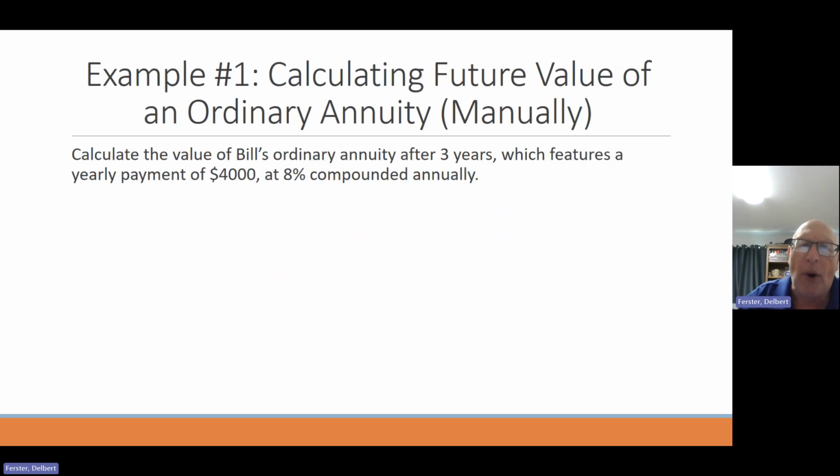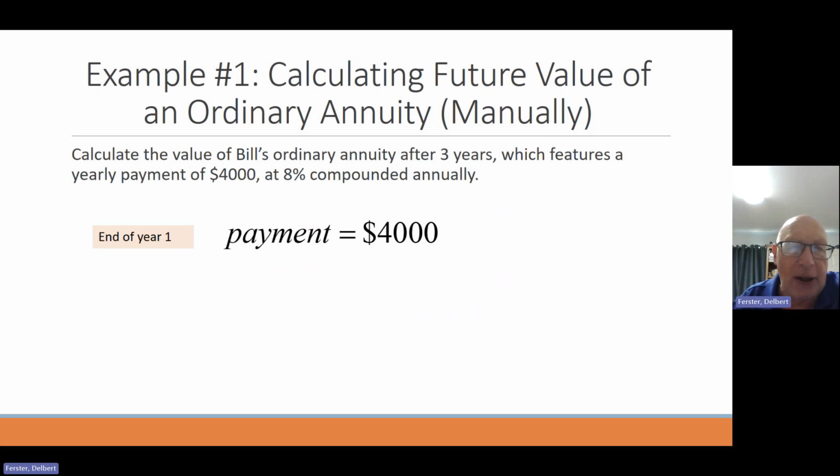Here we go. We are talking about an ordinary annuity. And on an ordinary annuity, the thing to remember is your deposit is made at the end of a period. So Bill's got an ordinary annuity. He's going to run it for 3 years. He's going to feature a $4,000 payment each year, and it's going to earn interest at a rate of 8% compounded annually. And the question for us is how much is his annuity worth at the end of that 3 year span?